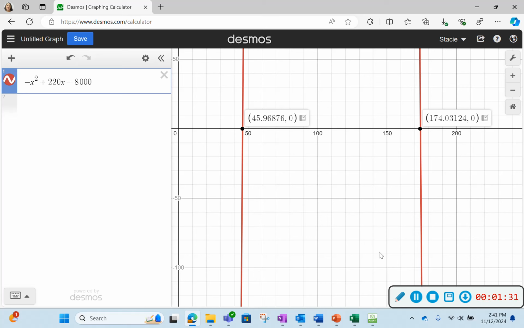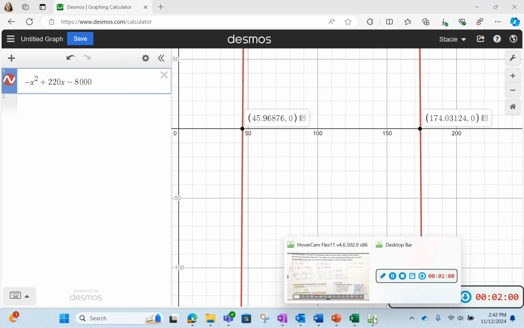All right, so let's round to whole numbers. So what I'm saying is we can't have negatives, so it's just in between these two numbers up here. So we're basically going to say it's in between. The length can be any numbers in between 46 and 174 feet. So anything in between that would work.